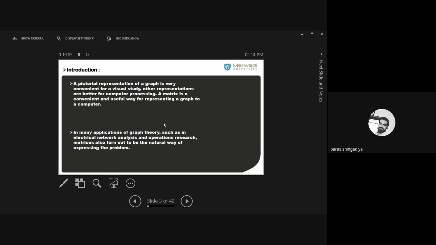Other representations are better for computer processing. A matrix is a convenient and useful way for representing a graph to the computer. Clear? Matrix is a very easy and convenient tool to draw any graph on the computer. You just have to enter the data of the matrix. Clear? We just enter the data of binary values only to the computer, and the computer automatically will create that type of graph. Clear or required again?